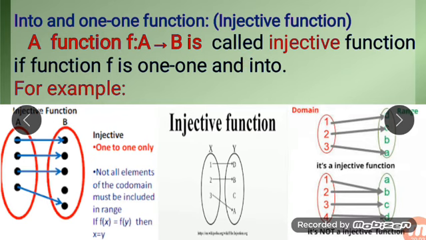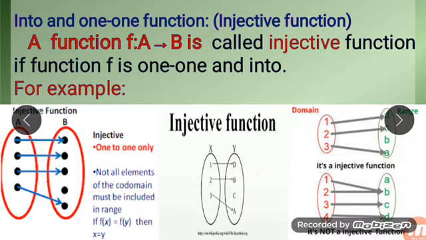We can better understand this with the help of an example here. We can see that this is one-one function because every element is connected with only one element in set B. Moreover, we can see that this is into as well because one element in set B is not the image of any element of set A. So one-one and into will combinedly make an injective function. Similarly, this is also an injective function because it is one-one and it is into.